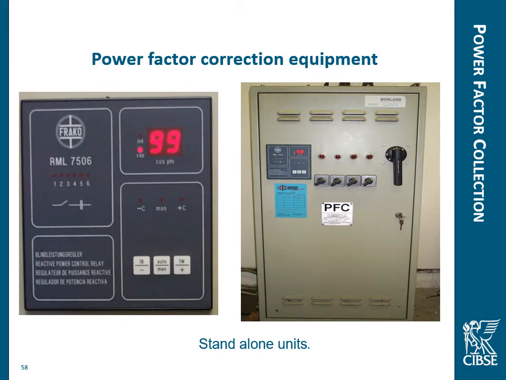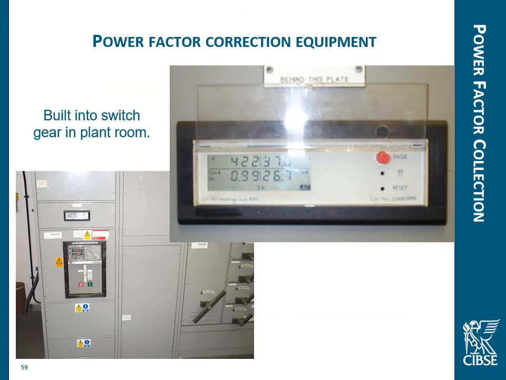When it gets below 0.95 or even 0.9, that means we're probably losing 10% of our energy. If we're not careful, we're losing 10% more than we should be. So occasionally we'll have standalone units, or, as this photograph or diagram demonstrates, these are built in to the existing switch room.